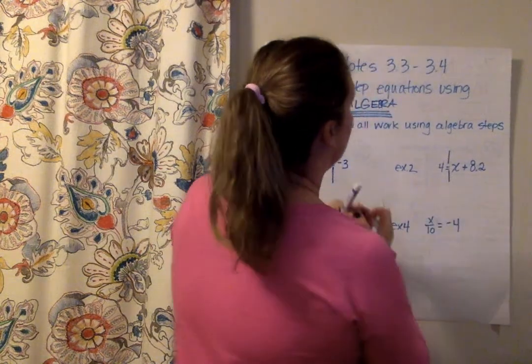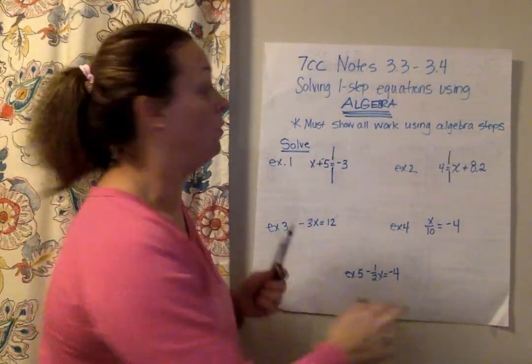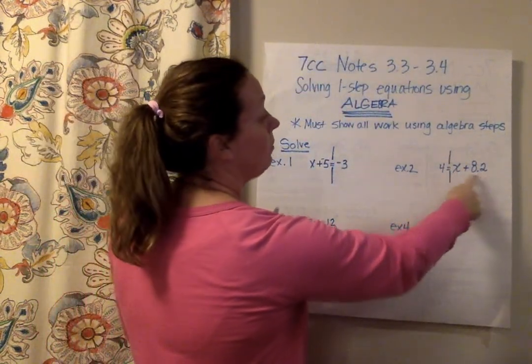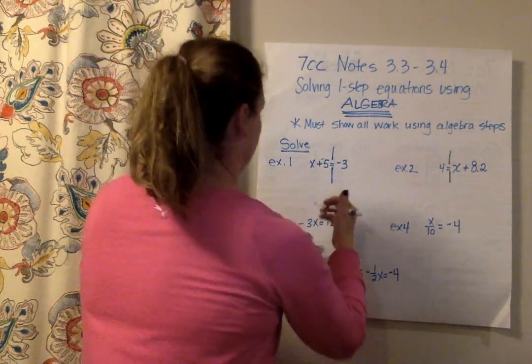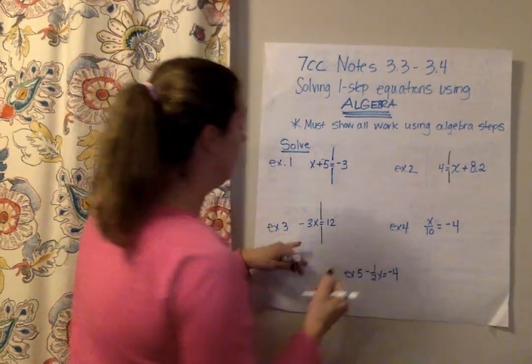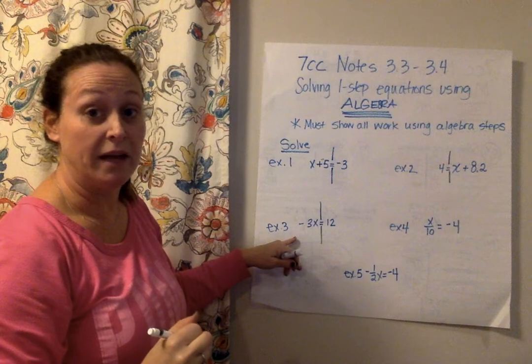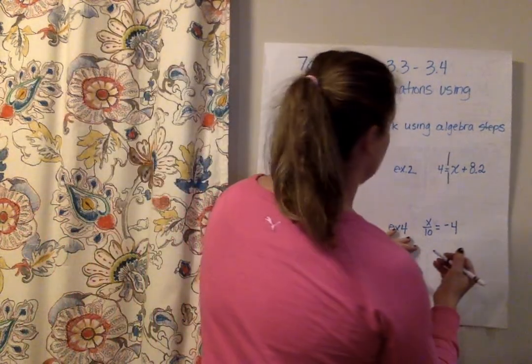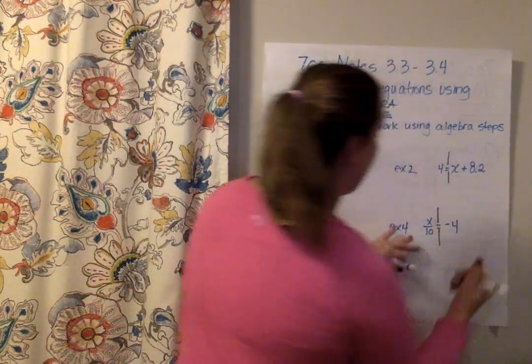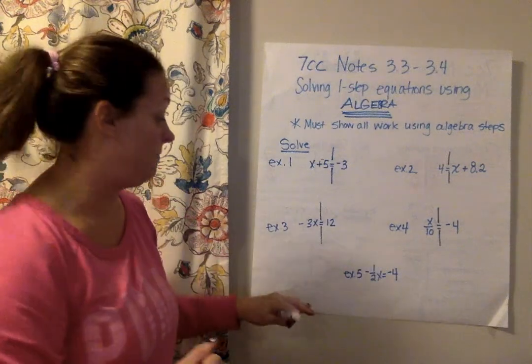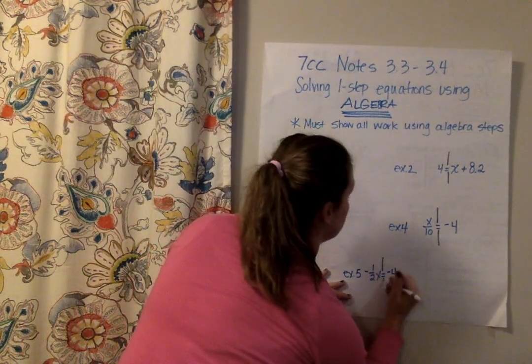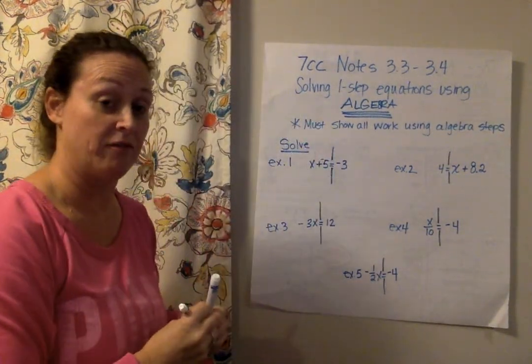All right, on this equation, I'm going to ask myself, what's happening on this side? Well, 8.2 is being added to x. On this equation, x is being multiplied by -3. On this equation, x is being divided by 10. And on this equation, x is being multiplied by -1/2.